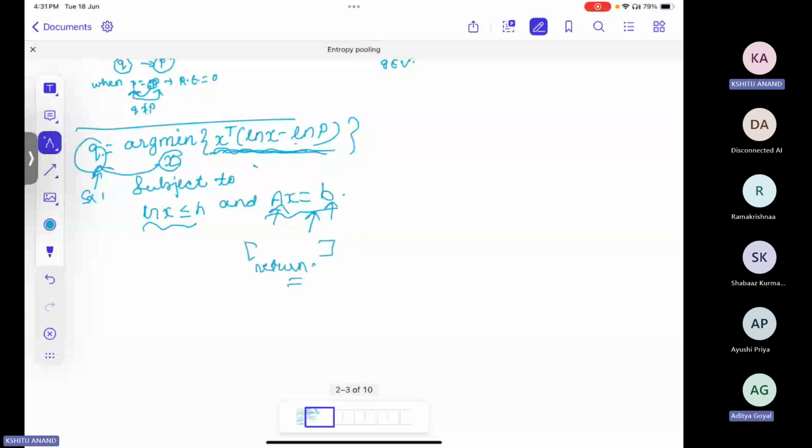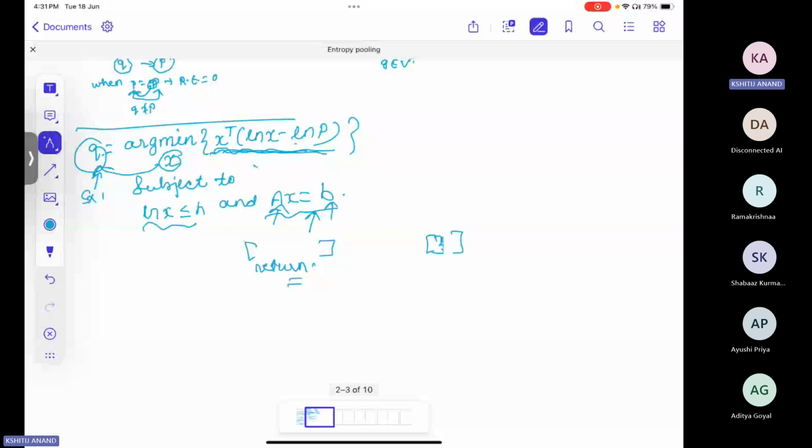Now, suppose you are saying that the return of A is 3%, then your B will be 3 over here. So that is how you denote it. Basically, Gx is less than or equal to H and Ax is equal to B for your views. When we discuss an example, I will tell you how we construct these matrices A, B, G, and H. They are the input to the entropy pooling.